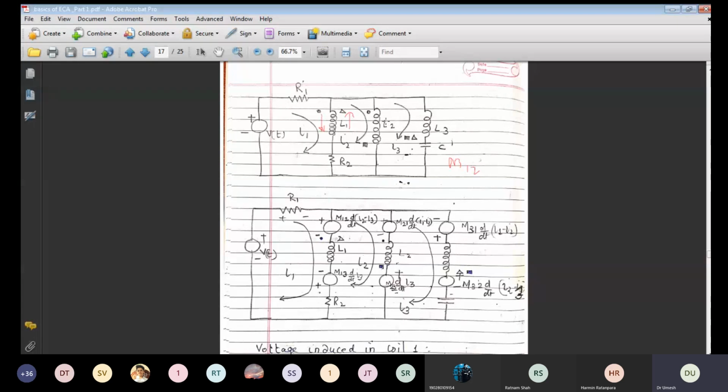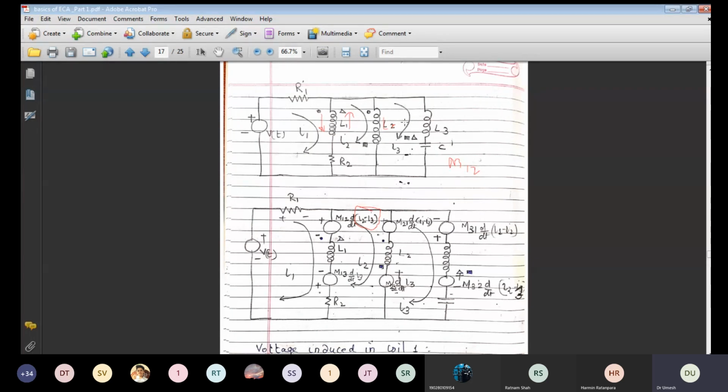This is I3, no? I2 is not I3, it is I3. This is L2, sorry, this is L2 and this is current I3. So what is the EMF induced in the first winding because of the second inductor? That is given by M12 di by dt. So instead of i I have to write I2 minus I3, because in the second loop the current passing through the inductor is I2 minus I3.